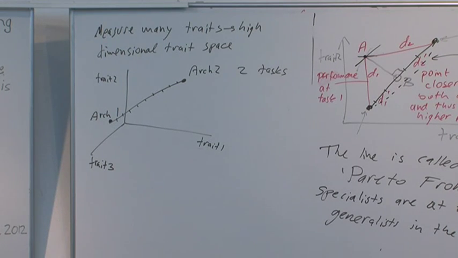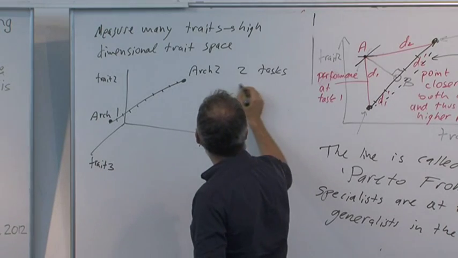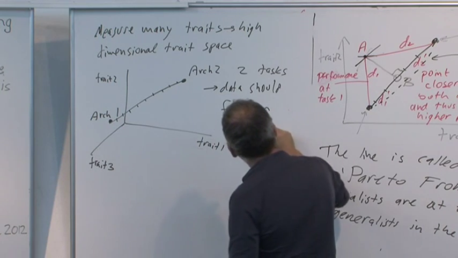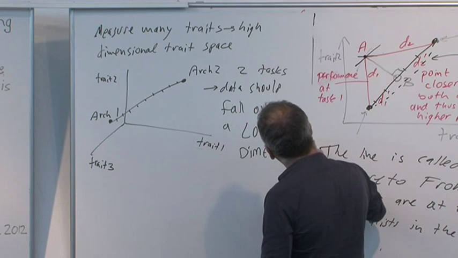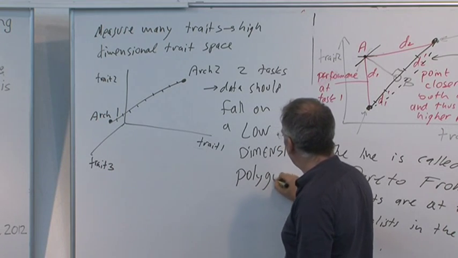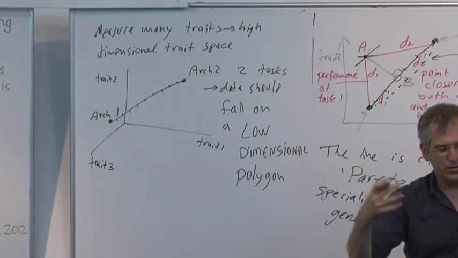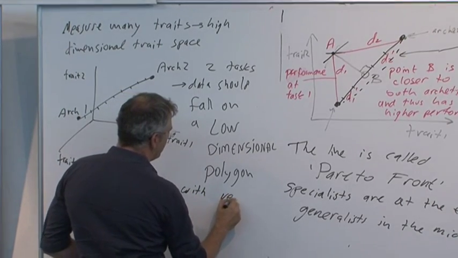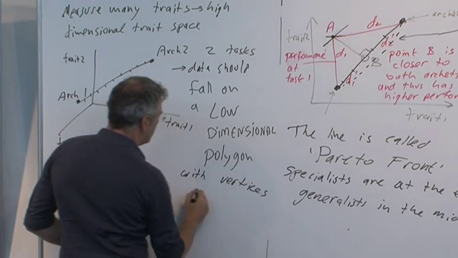Each archetype is a point in trait space. It's characterized by all those different traits. The other archetype is characterized by all those different traits. But the optimal solutions are guaranteed to lie on the weighted average of those 2 points, on a line, or a slightly curved line between them. So 2 tasks means the data should fall on a low-dimensional polygon, or mathematicians would call it polytope, which is the generalization of polygon, with number of vertices, or kodkodim, equal to the number of tasks.